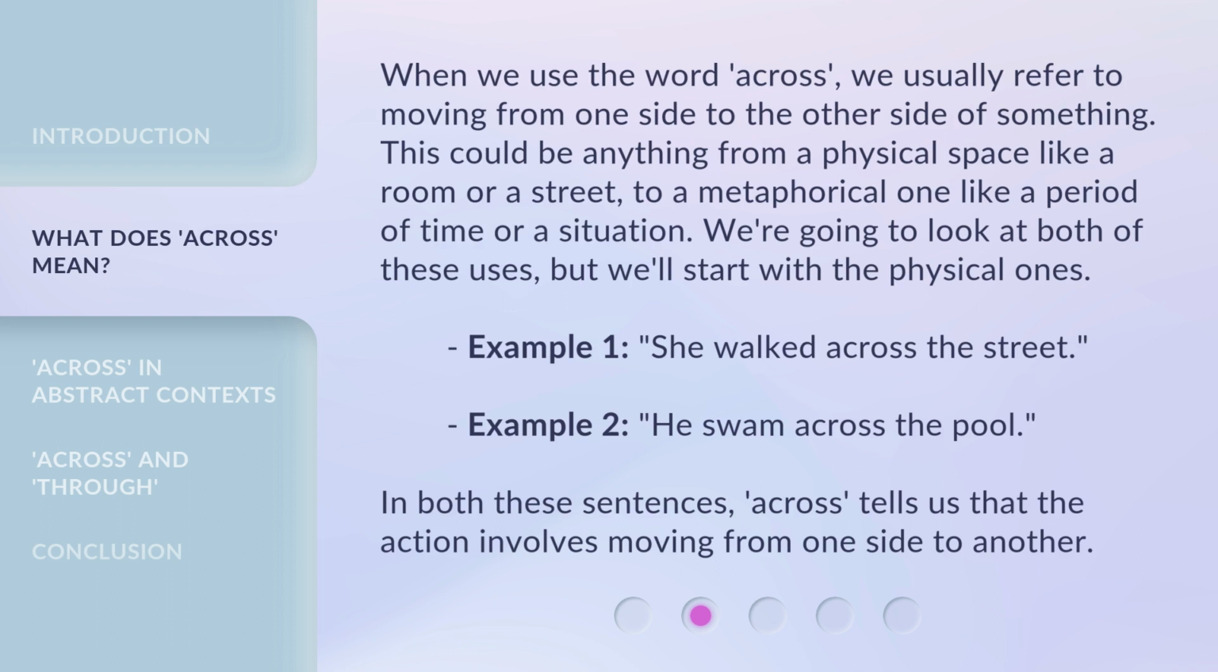Example 1. She walked across the street. Example 2. He swam across the pool. In both these sentences, across tells us that the action involves moving from one side to another.